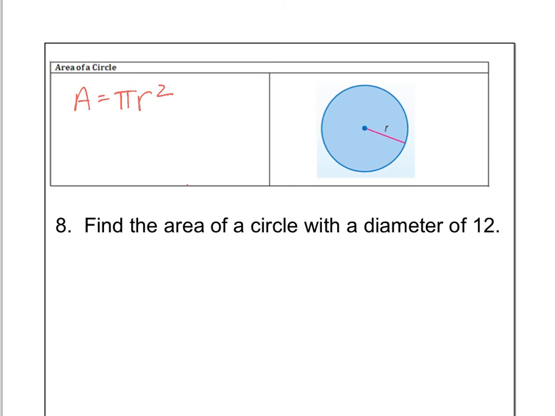So number 8, find the area of a circle with a diameter of 12. Well, if the diameter is 12, remember diameters go all the way across a circle. So the radius would be 6. It would be halfway across. So the area is going to be pi 6 squared. Pi 6 squared, if you type it in your calculator, should be 113.1, and then there aren't any labels, so we'll just say units squared.